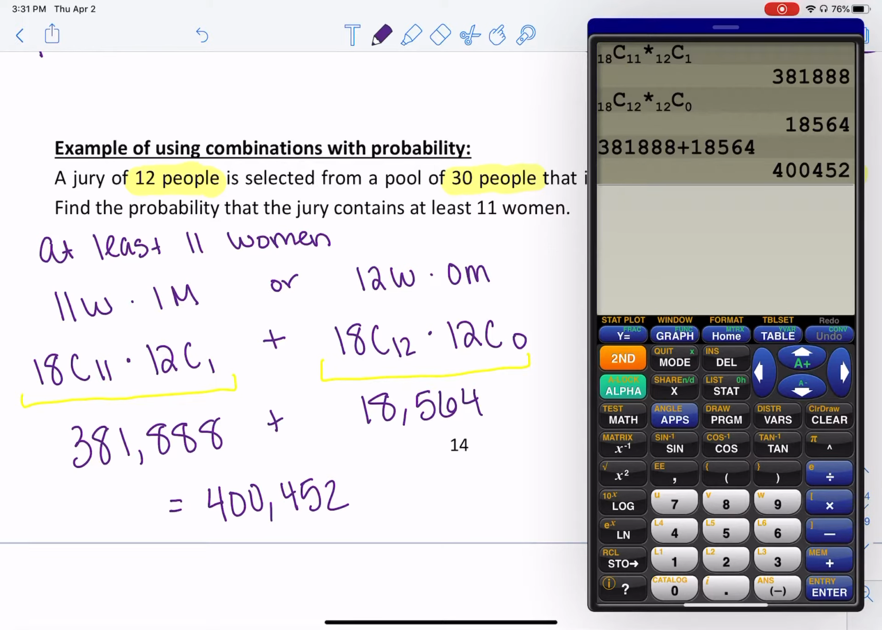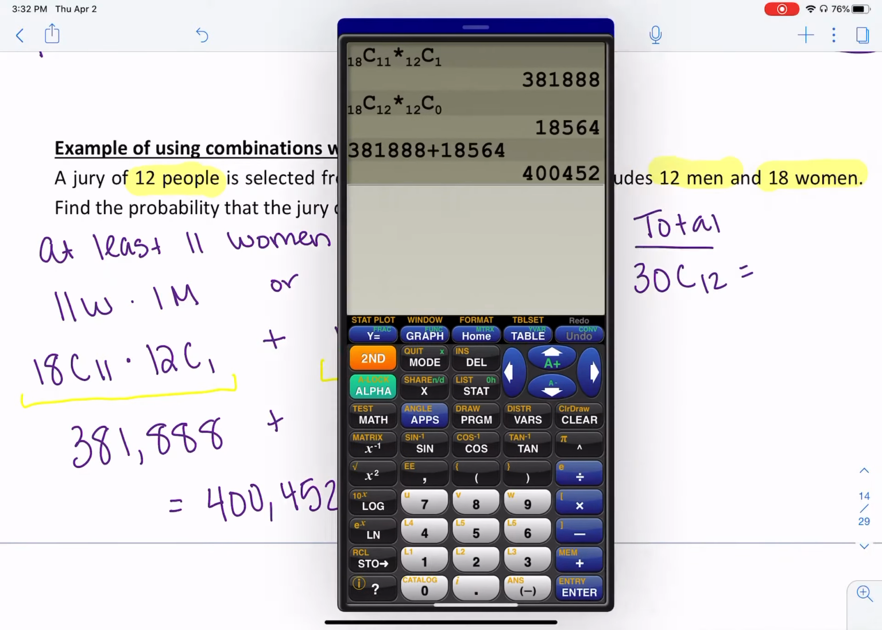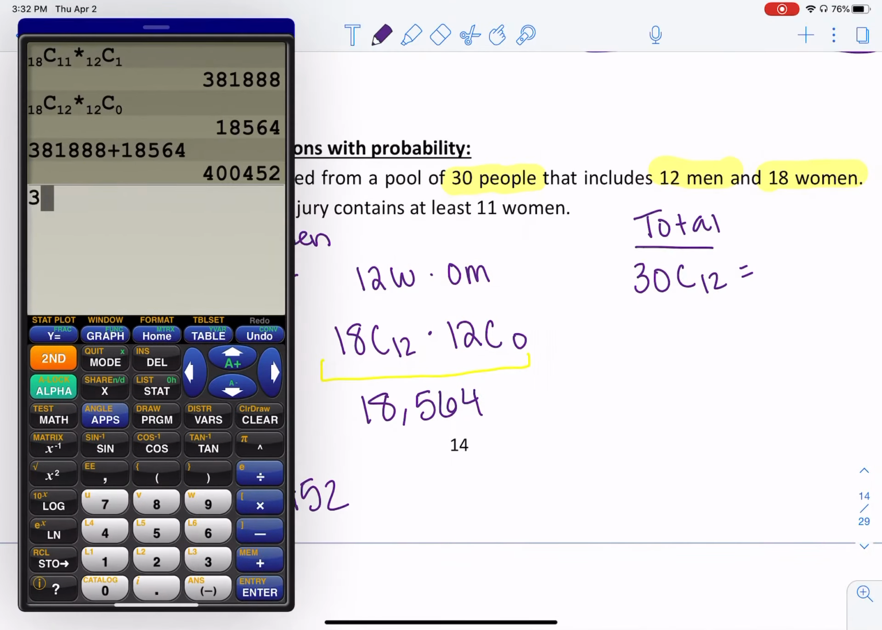But remember, we have 30 people and we want to choose 12. So we still have to figure that out. All right, and that means we've got 86,493,225 total ways that we could arrange this.